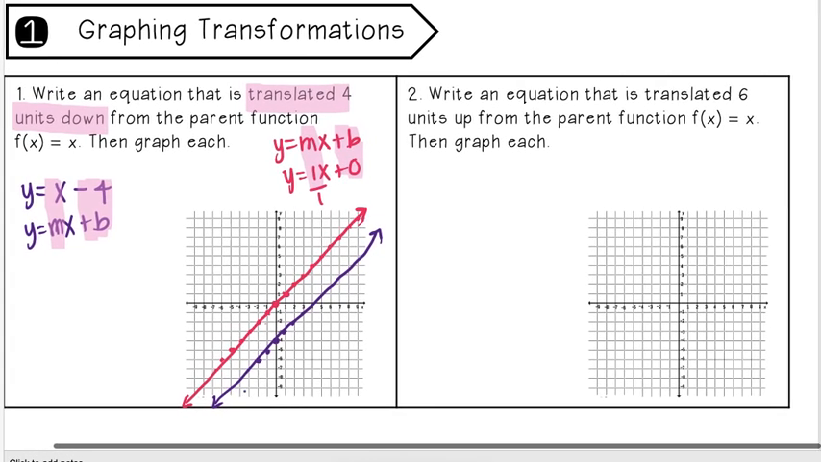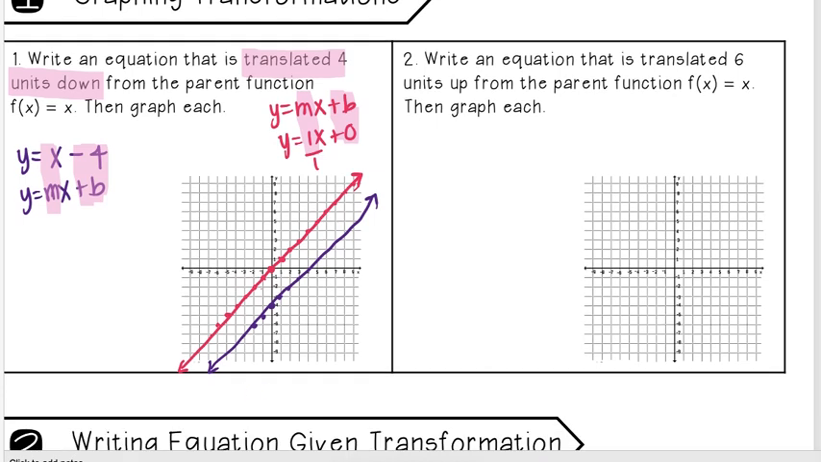Okay, go ahead and try number 2 on your own. Okay, so this is the answer that you should have gotten. This told me that my equation was translated 6 units up from the parent function, and so that means that my equation is going to be y equals x plus 6. And so when I graphed both of those, that is what I got. Okay, go ahead and move on to the next one where we'll be writing equations given the transformation.